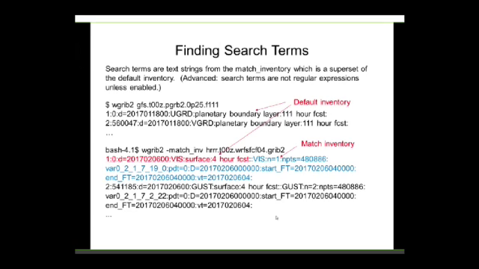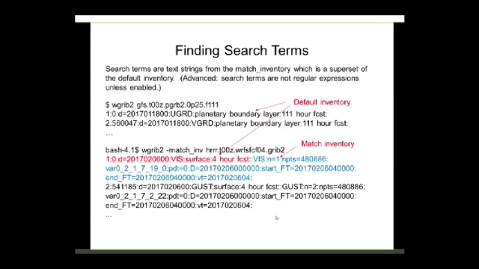Where does the blue part come in? The blue part is just the extra. The red is the default inventory. The match inventory is the default plus extra terms, and the blue is the extra terms from the match inventory.